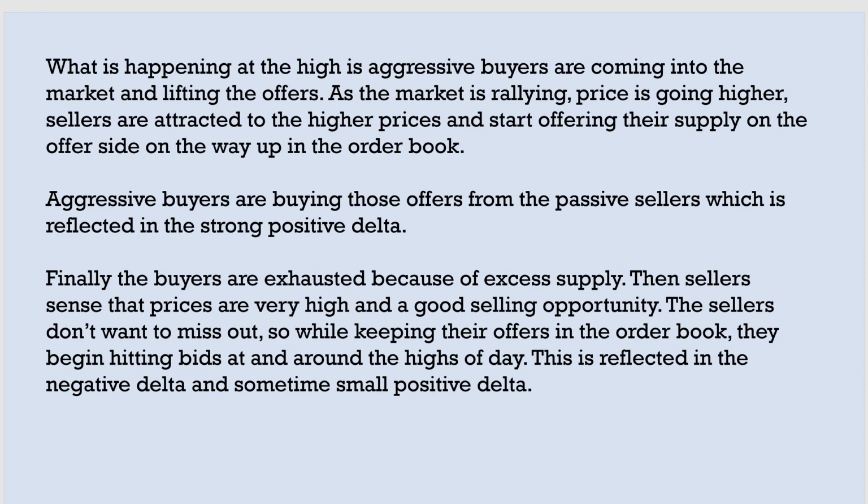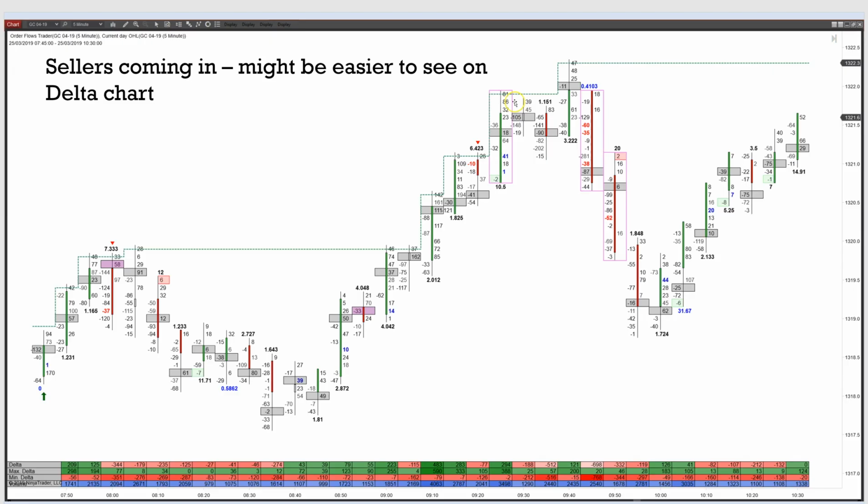Finally, the buyers are exhausted because of the excess supply. That's what stops the moves, right? When people talk about price exhaustion, the buyers can't buy anymore, right? They're loaded up to the gills now. They kept buying, and then now they've got to stop. They don't have any more margin in their accounts to keep buying. They're already long, and the market's in their favor.